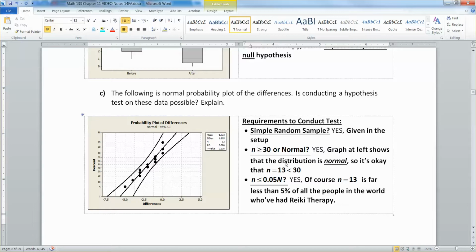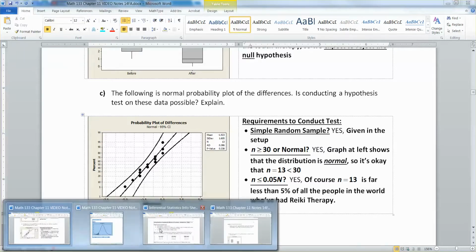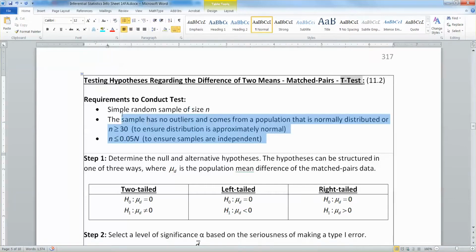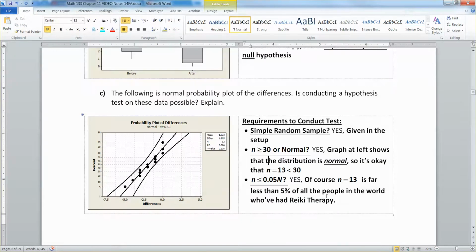Then the last but not least one, here are the 3 conditions. Is little n less than or equal to 0.05 capital N? Absolutely it is, right? Now, you don't really know this, but Reiki touch therapy has been going on a while, so there are lots of people that have had this. That means 13 is far less than 5% of all the people in the world who've ever had Reiki touch therapy.